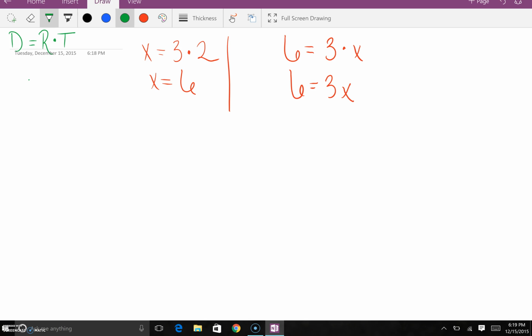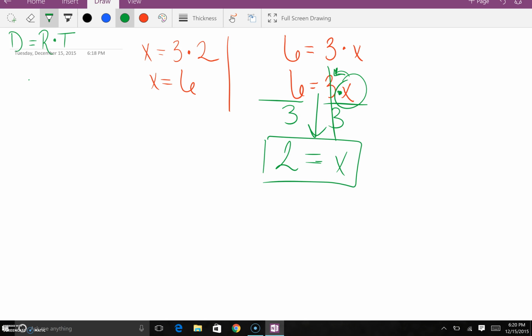And to isolate the variable, we had to divide both sides by the number that was with the variable. The reason we chose division was because this says 3 times x, so we do the opposite. In this case, we divide both sides by 3. On this side, we are left with 2 equals x, because the 3s cancel out. Okay, so we're going to apply the same principles in the distance equals rate times time formulas as we did in the pre-algebraic equations.